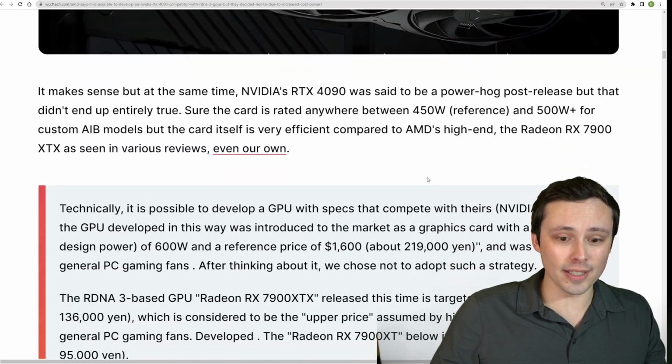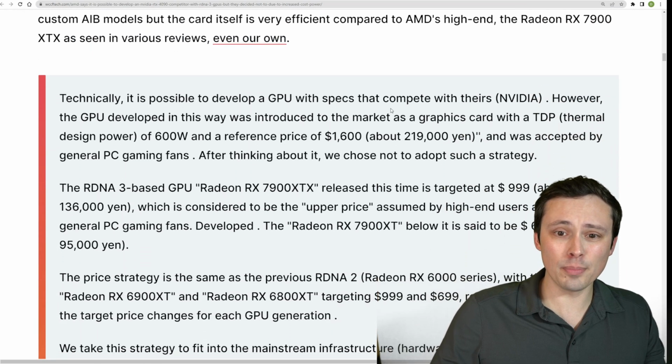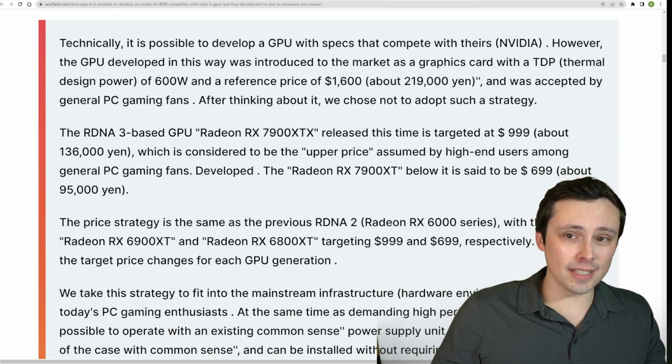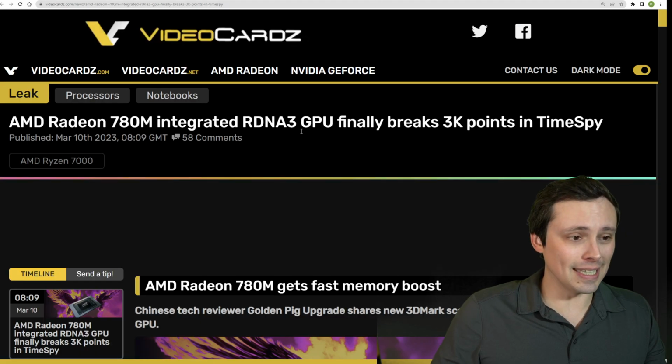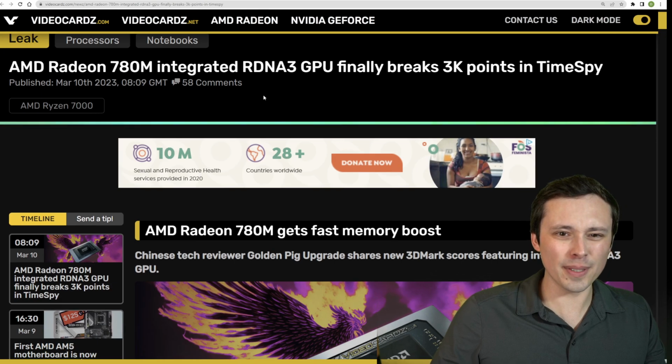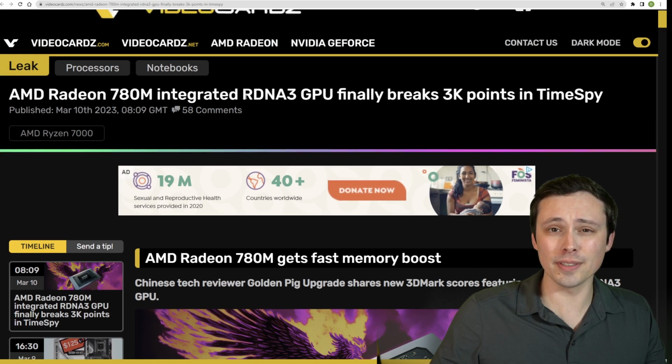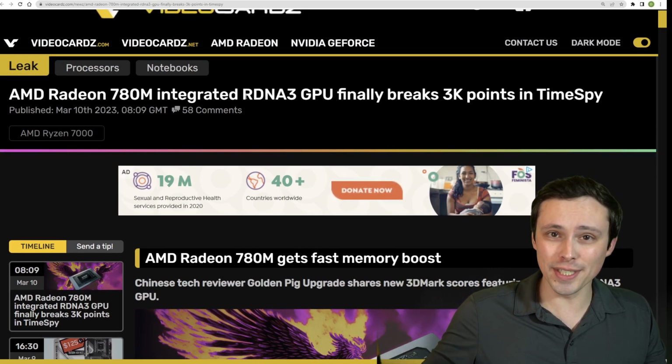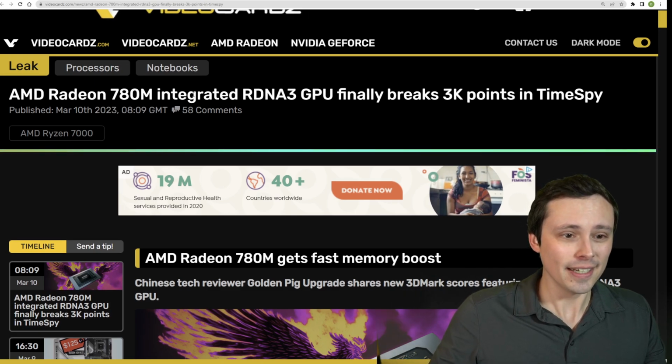Now, whether they really could have competed with the 4090 performance, who knows, but this is their official statement in the interview. But that also might put some doubts on people saying that they're still going to come out with a 4090 competitor at some point.